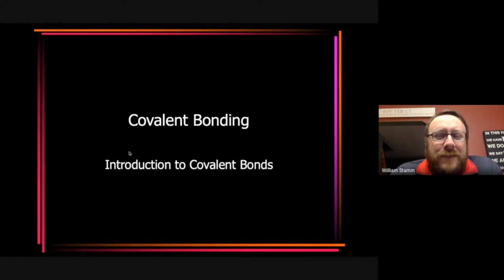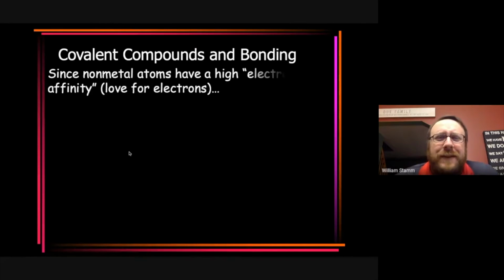And then from there, we'll go into how to draw these out using Lewis dot structures, what the actual geometry of these molecules looks like. We're going to name them again. There are totally different rules. And hopefully learn a lot about covalent bonding in the next week or two. So let's start out with some basics about covalent bonding.